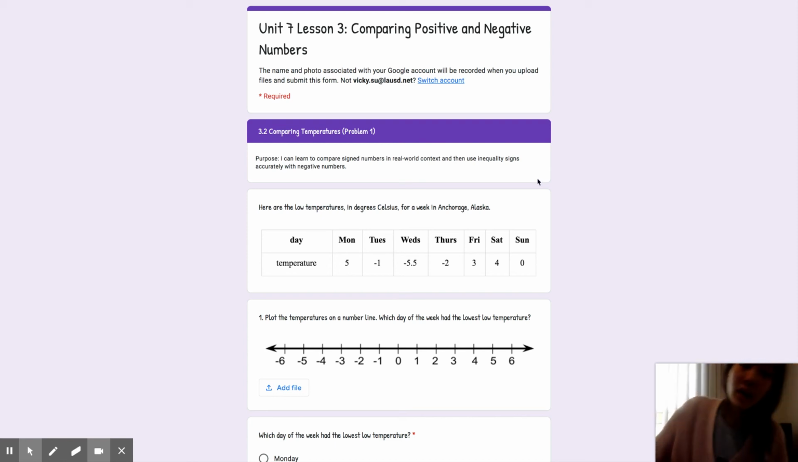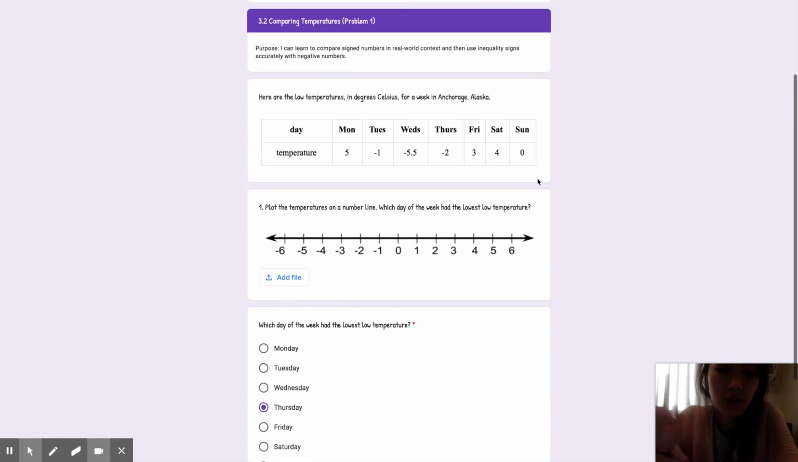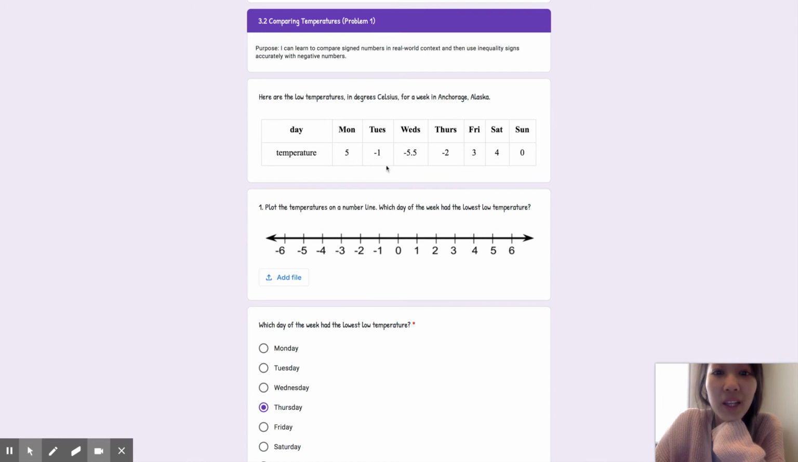Right, so on this page, on the previous page, we have something like this. So this is the day. So there's Monday, Tuesday, Wednesday, Thursday, Friday, Saturday, Sunday. And then here's the temperature that they give us. So this is already given to us.